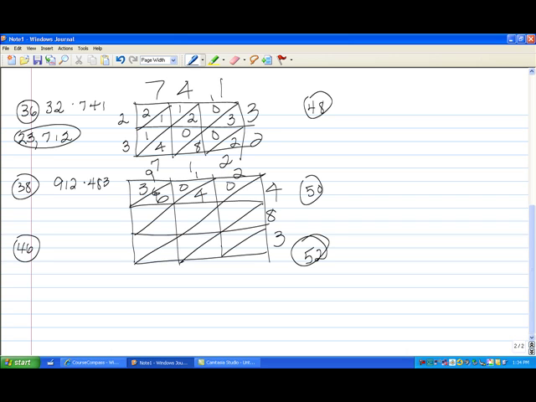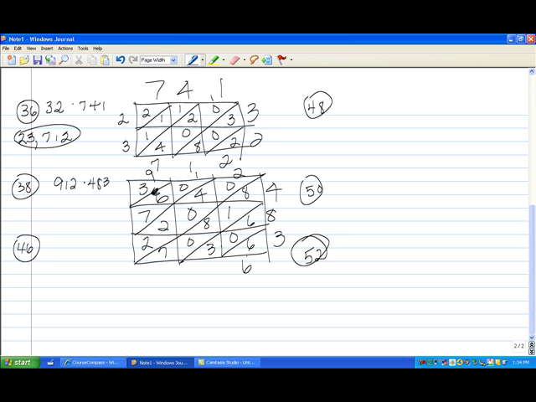4 times 2 is 8. 8 times 9 is 72. 8 times 1 is 8. 8 times 2 is 16. 3 times 9 is 27. 3 times 1 is 3. 3 times 2 is 6.